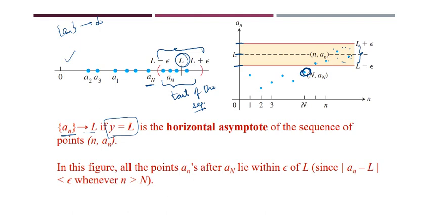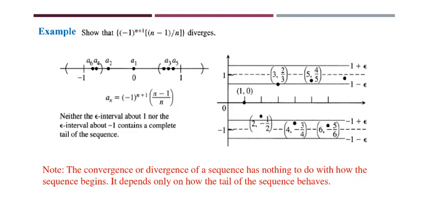And also we can say that all the points of the sequence after this stage will lie within epsilon distance of L. This means the distance of an from the limit L is less than epsilon after a stage. And in normal plain English, how do we say it? That the tail of the sequence is lying in this interval. Okay, now let us see an example.